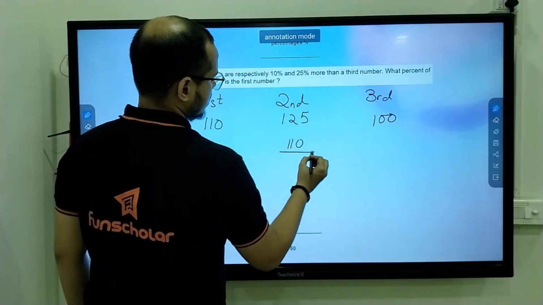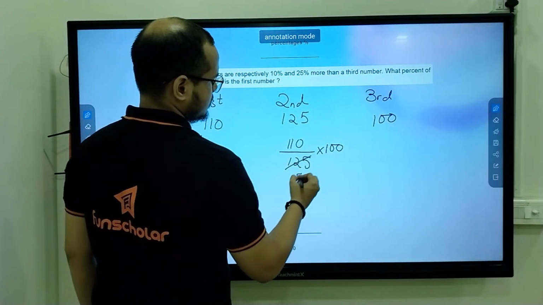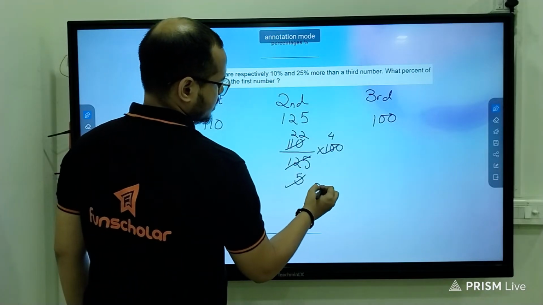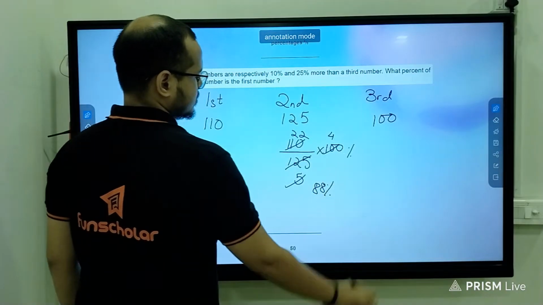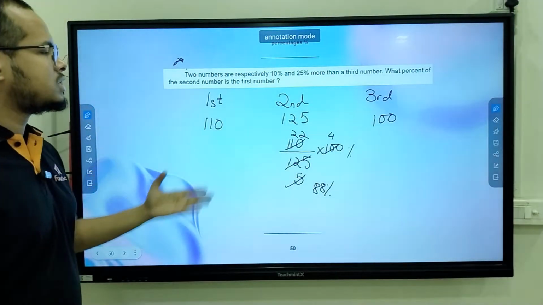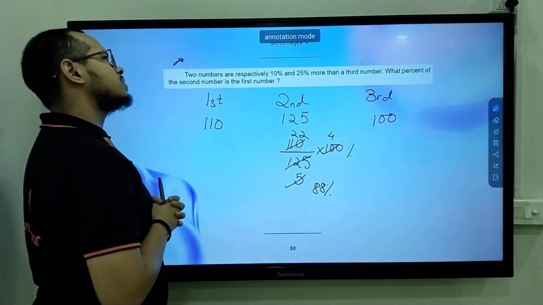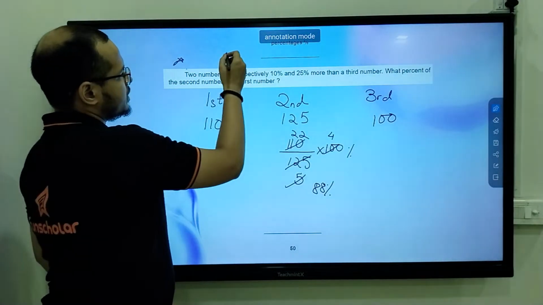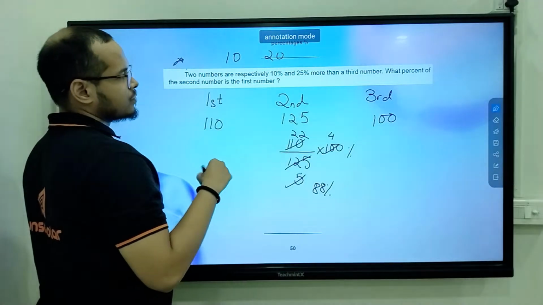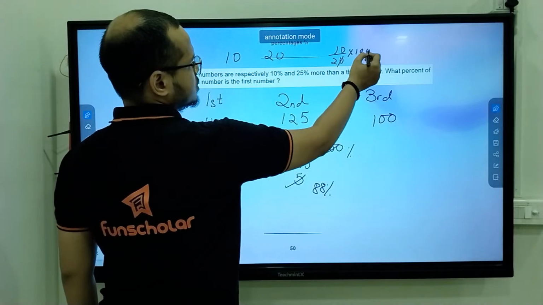So 110 divided by 125 into 100. 5, 4, 5 will give us 22. So 88%. Let me give you a small example. 10 rupees, 20 rupees. What percent of 20 rupees is 10? We'll do 10 by 20 into 100, which is 50.